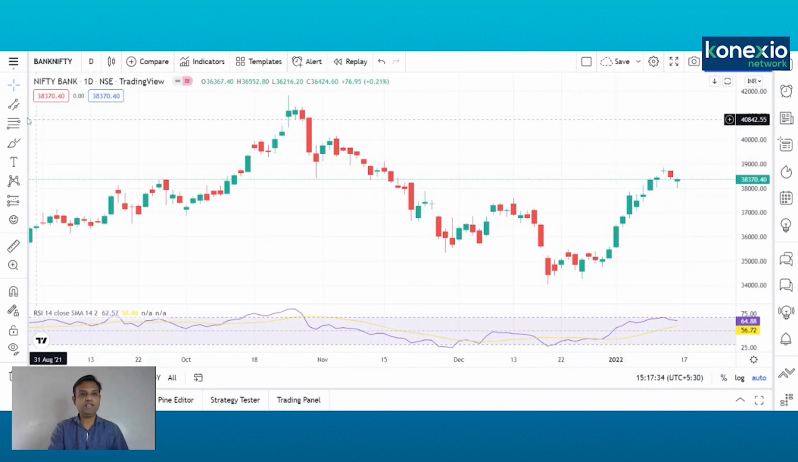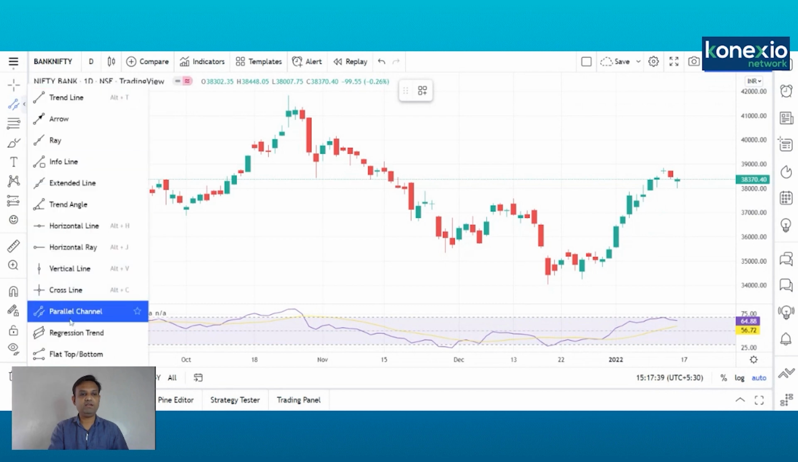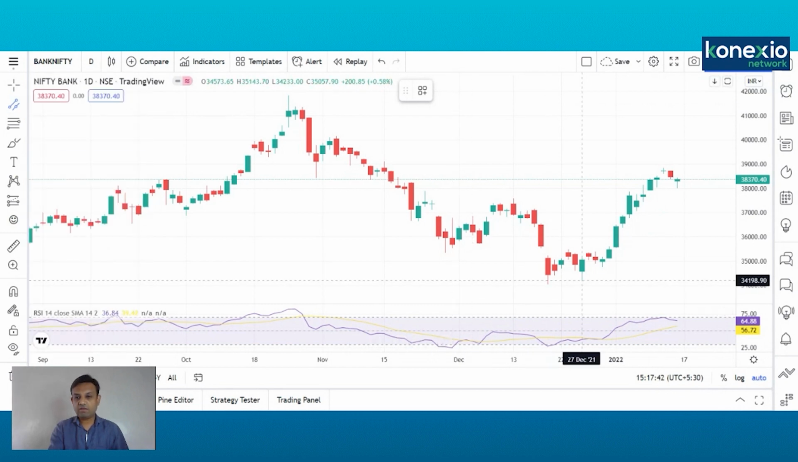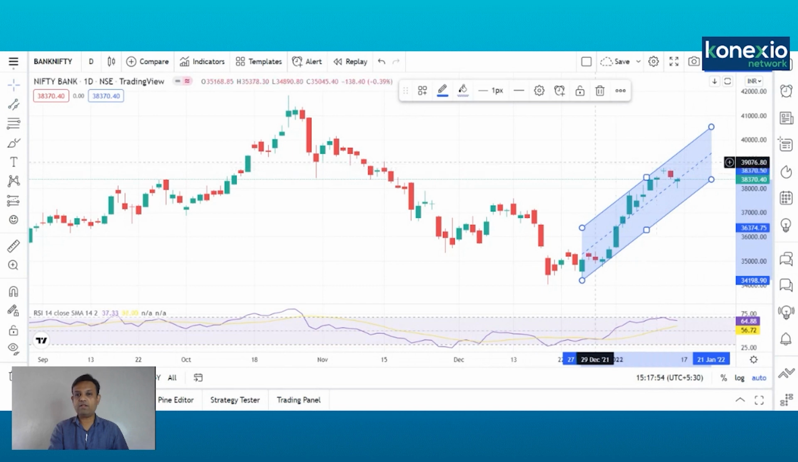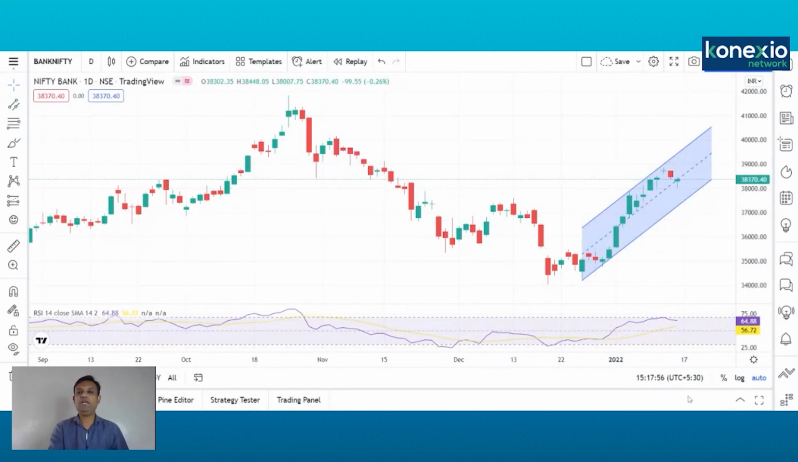Now I will show you that this retracement has also been in an upward rising parallel channel. You will see this is a rising channel in Bank Nifty. Bank Nifty has been moving in this particular rising channel. As I said, it has had a sharp rally. So a pullback or profit booking cannot be ruled out. RSI is also still in a comfort zone.